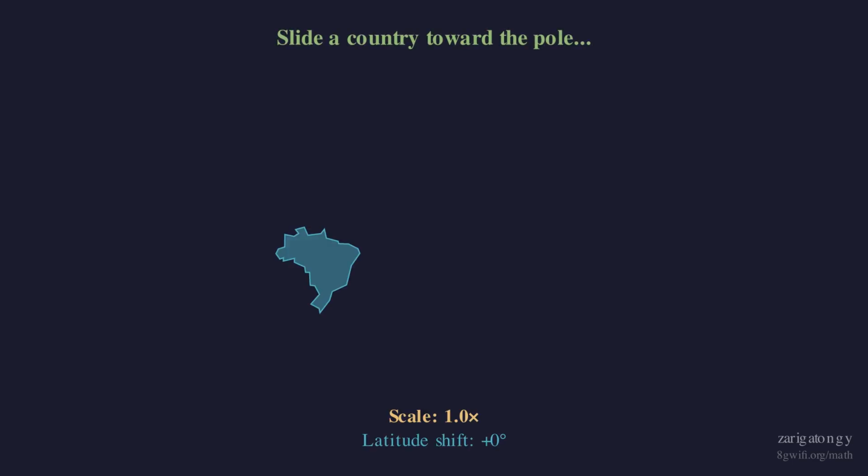Watch what happens when we slide Brazil from the equator toward the North Pole. The further north it goes, the more Mercator inflates it. At 60 degrees latitude, Brazil appears over 3 times its real area. Same country, same real size. The map just can't handle high latitudes.